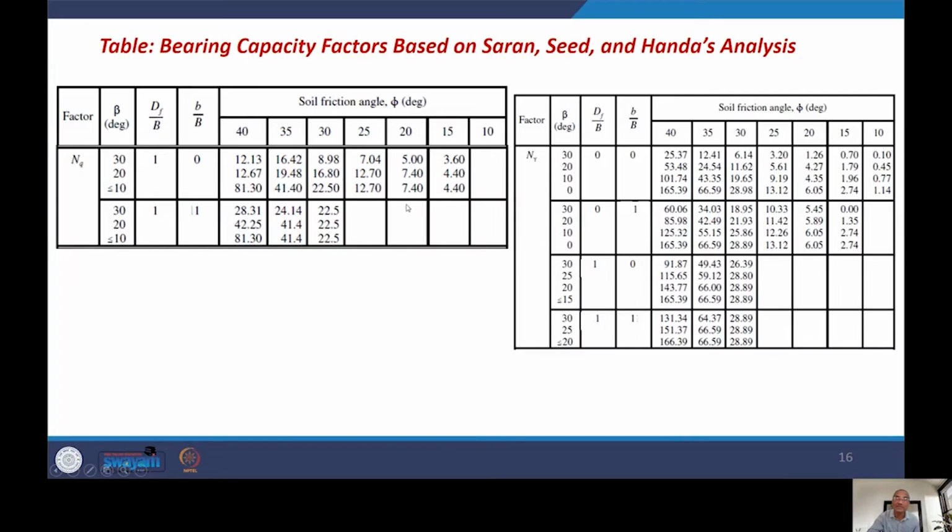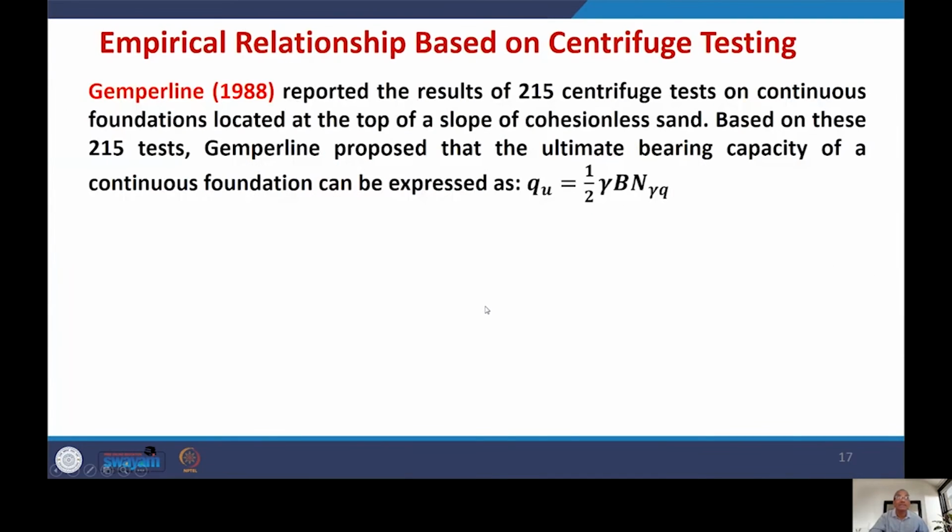So these tables have different ranges of data, and that was the research carried out at the time by Saran, Seed and Handa. Whatever their experimental work was has been presented here. So this was the case. Now continuing with that, there are others also, as we discussed.